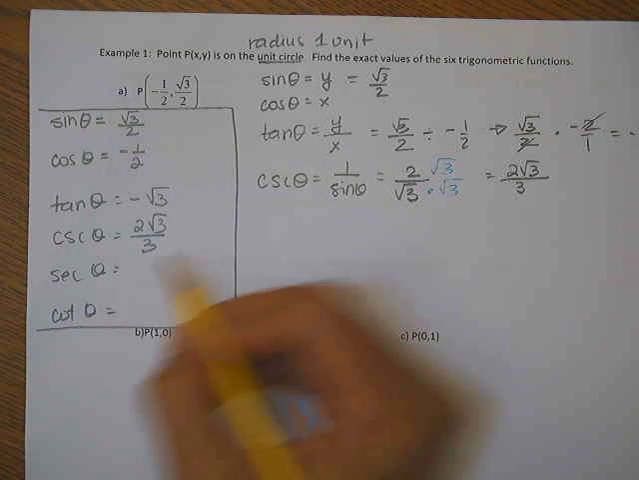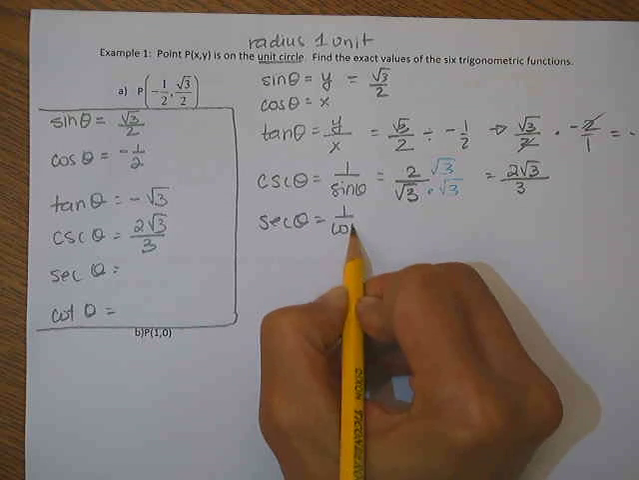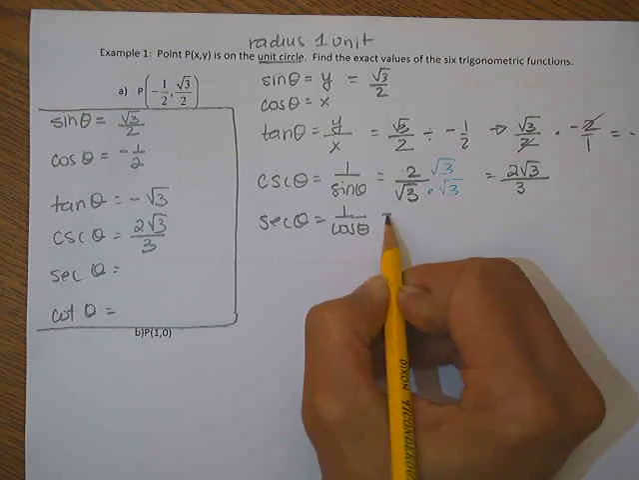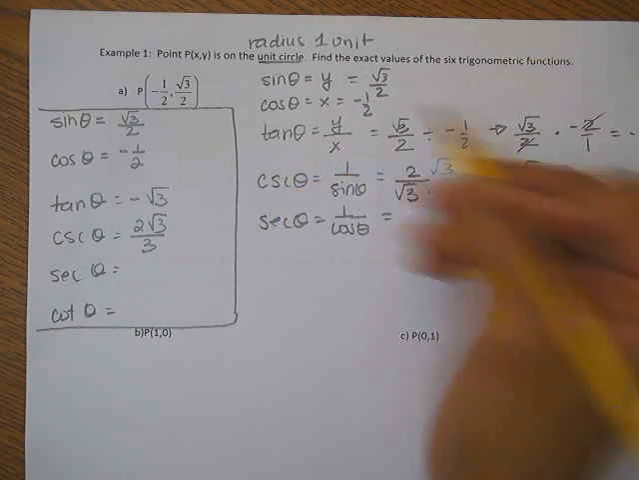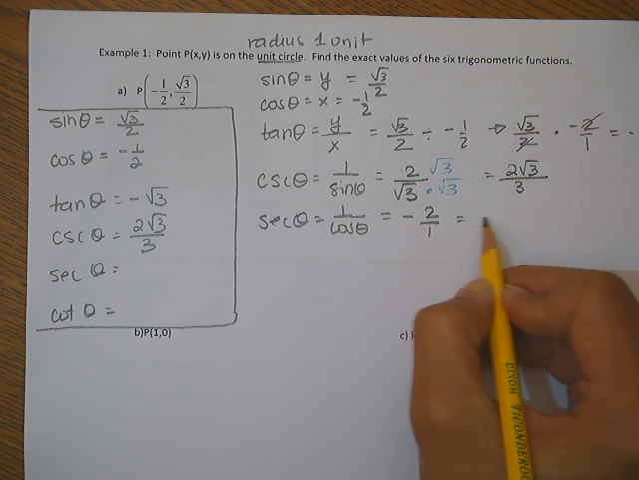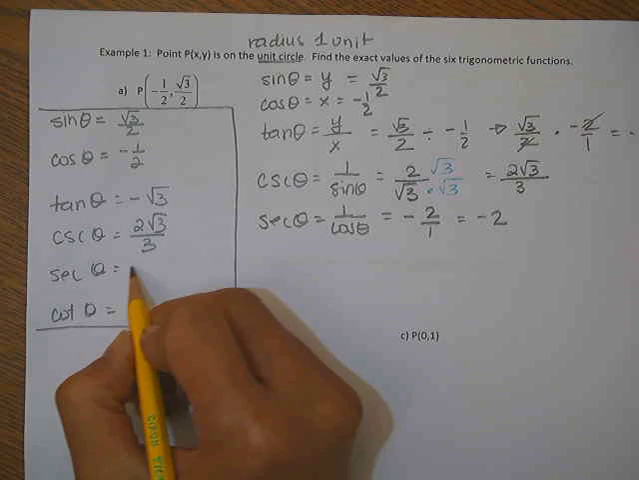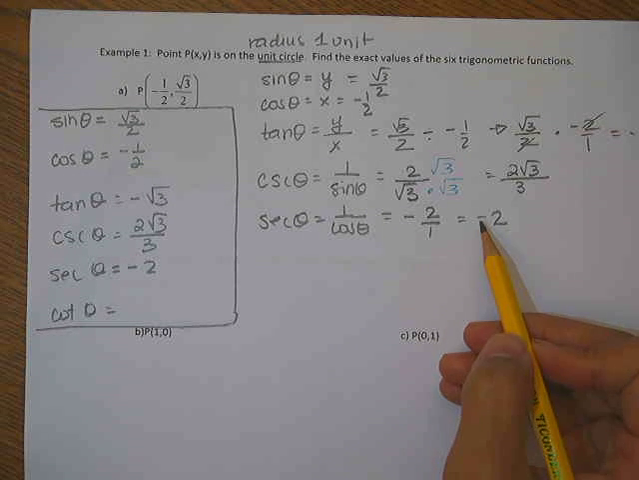The next one I have is secant. Secant is going to be the reciprocal of cosine. Well, I know cosine from above is negative 1 over 2. So if I'm going to take the reciprocal, it's negative 2 over 1, which is really reduced down to negative 2. The sign matters, okay? So there's a negative, a positive.